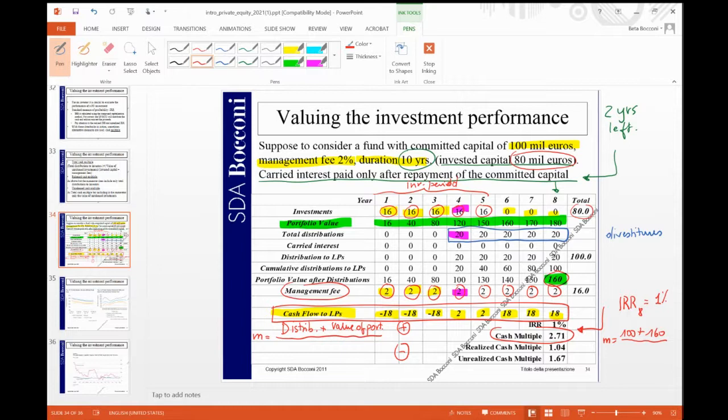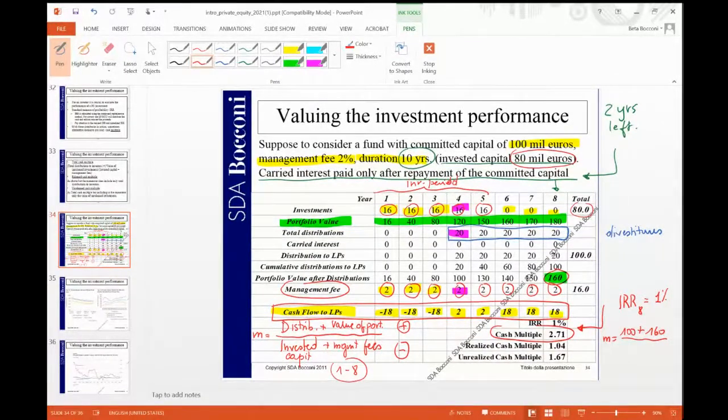Instead, the denominator is the negative side. And what is the negative side for an investor? Well, I have invested capital, first of all, and I have paid management fees. From year number 1 to year number 8, I have invested 16 plus 16 plus 16, 16 and 16, 80 million. And I have paid 8 years of management fees, so I have paid 16.